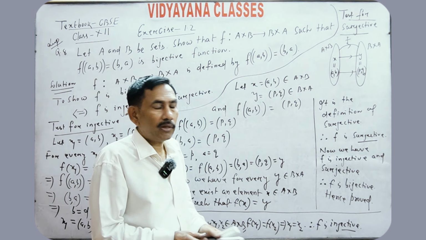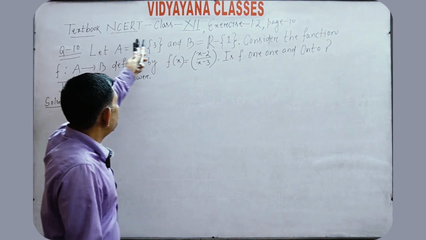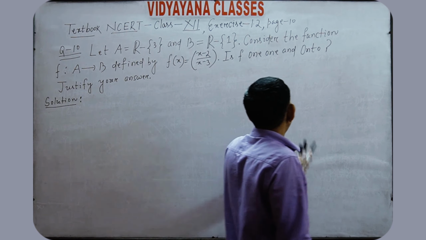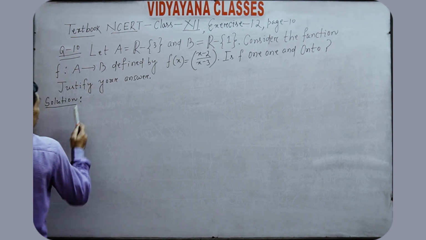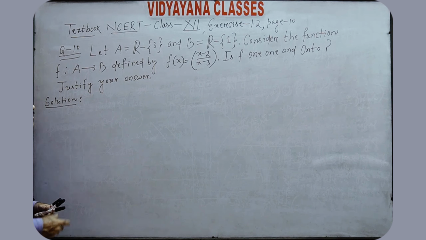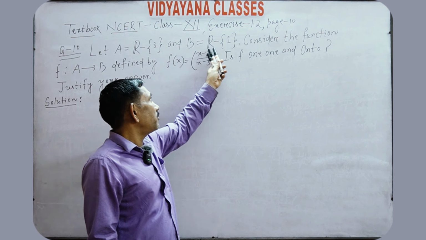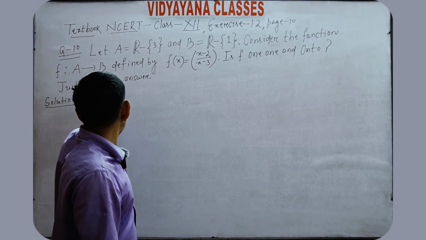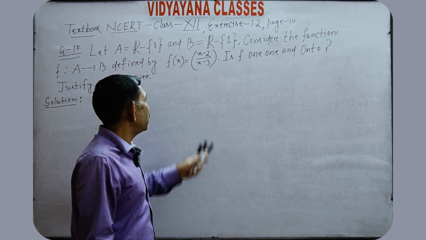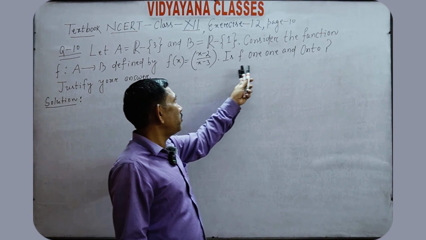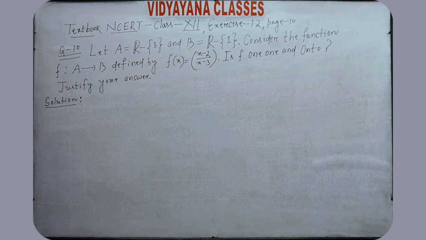Clear? Okay, note down. Textbook NCERT Class 12, Exercise 1.2, page number 10, question number 10. Let capital A be equal to R minus the set of 3 and capital B be equal to R minus the set of 1. Consider the function f from A to B defined by fx is equal to (x minus 2) divided by (x minus 3). Is f one-one and onto? Justify your answer.